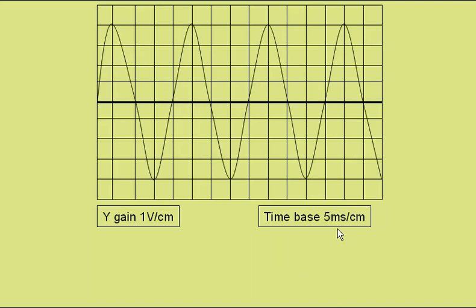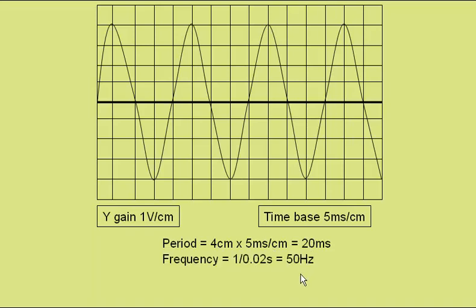A time base of 5 milliseconds per centimeter, and a period from here to here, 1, 2, 3, 4 centimeters, giving a period of 4 centimeters times 5 milliseconds per centimeter, or 20 milliseconds. Frequency is 1 over time period, which is 50 Hz.